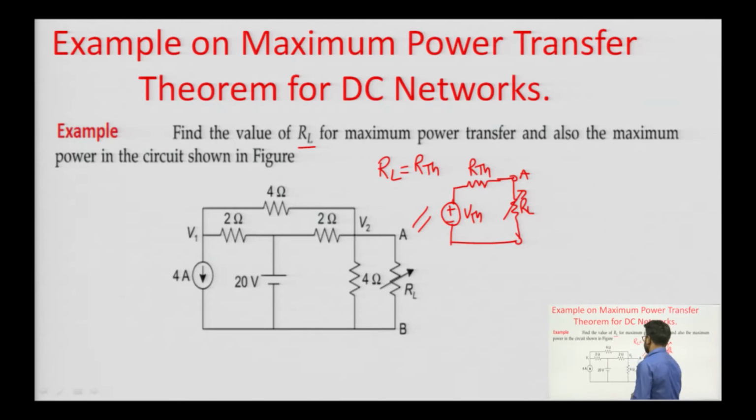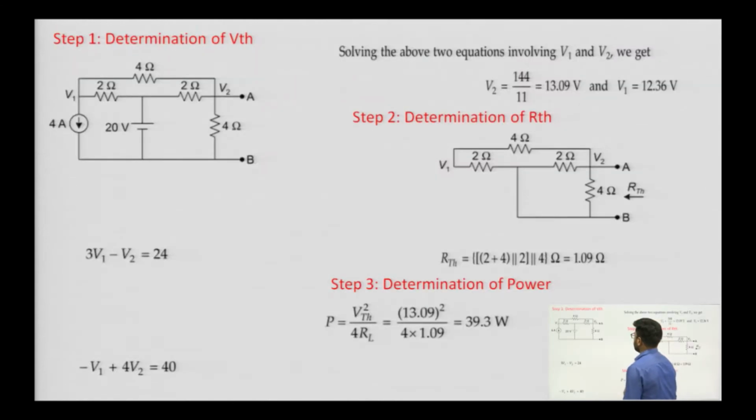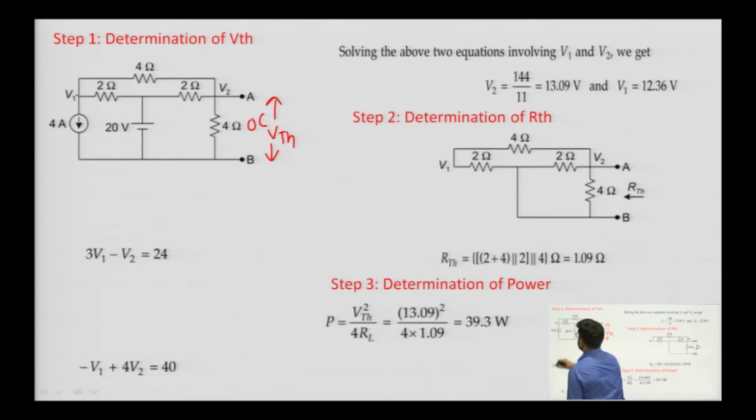So, first we have to convert this circuit into Thevenin's equivalent, VTH and RTH. Now, to calculate the value of VTH, we have open circuited the AB terminal. AB terminal is open circuited now. If it is open circuited, the voltage at AB will be the value of VTH.